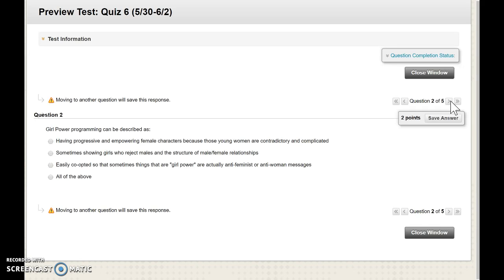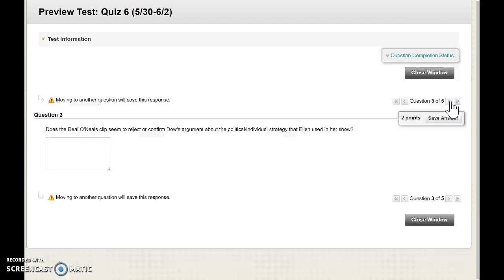And in order to know that the answer here is all of the above, you had to read about girl power, and then you also had to read that kind of Is Girl Power Good for Women article as well. So this answer is all of the above.